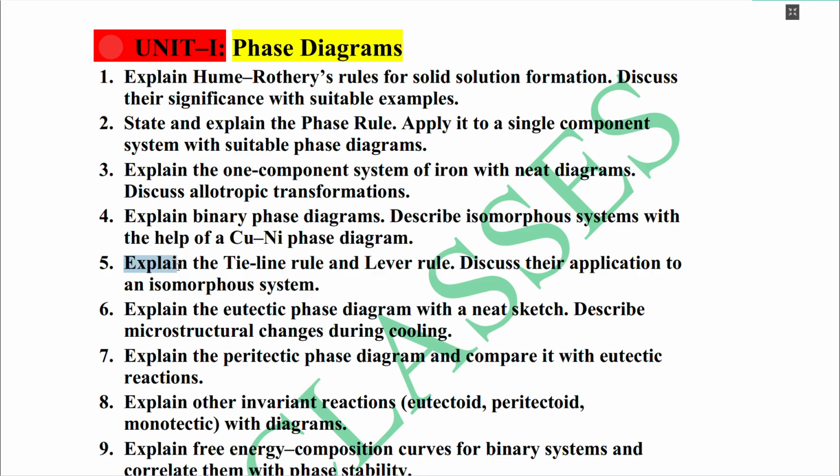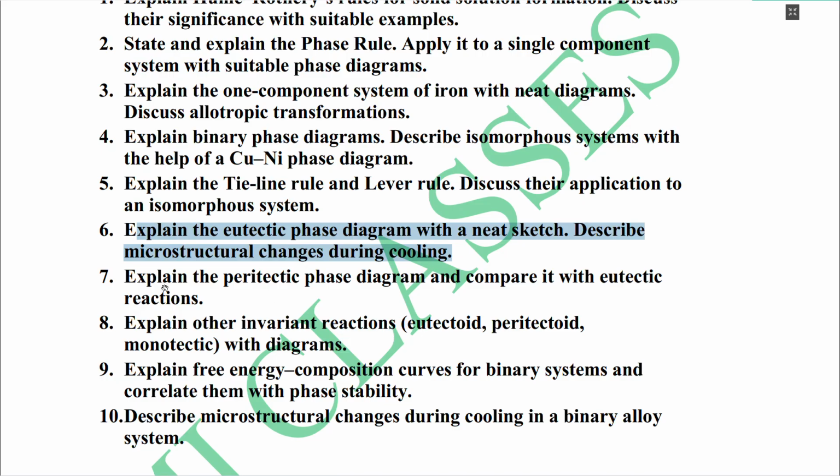Here the fifth question is: explain the tie line rule and lever rule. Discuss their application to an isomorphous system. This question will be a short answer type. Here the next question is: explain the eutectic phase diagram with a neat sketch. Describe microstructural changes during cooling.